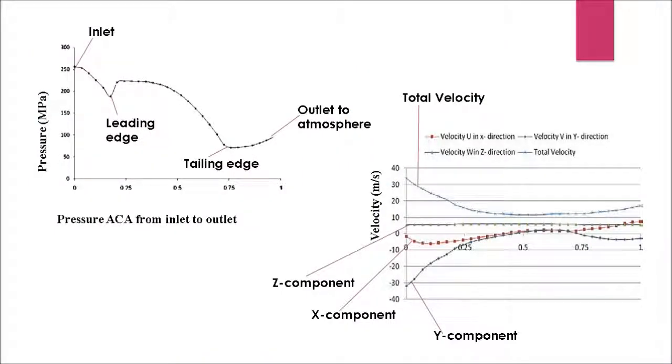Now coming to the graphical representation of the results of the CFD simulation. The first figure shows the pressure variation from inlet to outlet. This means that the pressure decreases from inlet to the leading edge and then increases at the leading edge. After that, it decreases gradually along the blade until it reaches the trailing edge and then increases to leave with the atmospheric pressure. The second figure shows the variation of the velocity component from inlet to outlet along the streamline.